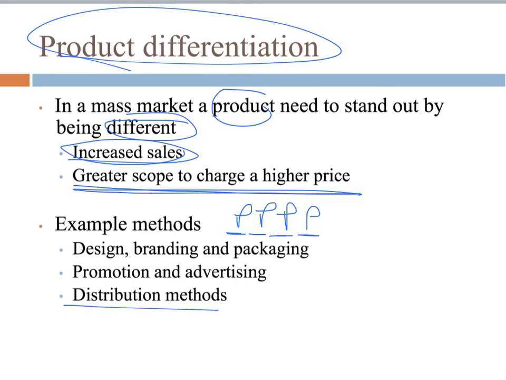Or it might be that we have different distribution methods. So say for instance, Avon, which is a cosmetic company, so selling makeup, differentiates itself by selling direct to the customer. So you might have a representative, an agent who shows you exactly what these things do. Amazon differentiates itself by only selling through the internet with no traditional shops. So they have differentiated themselves in that way.